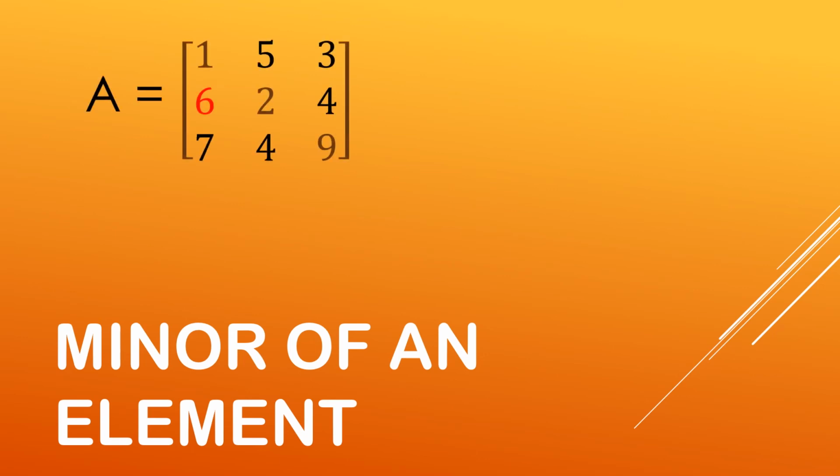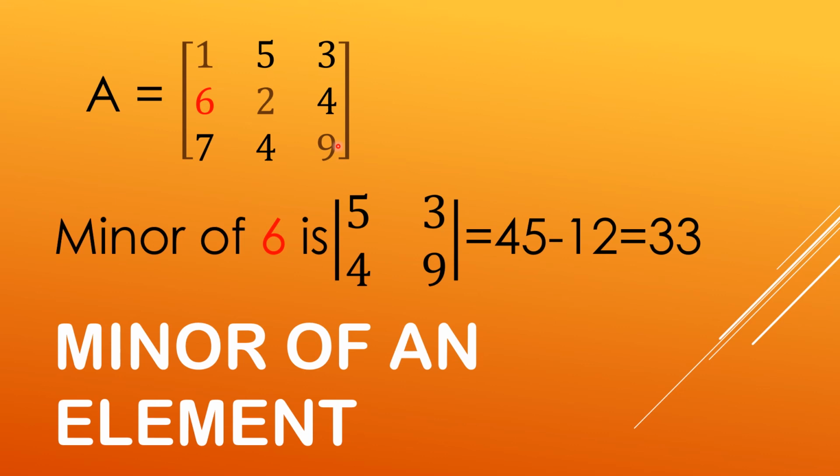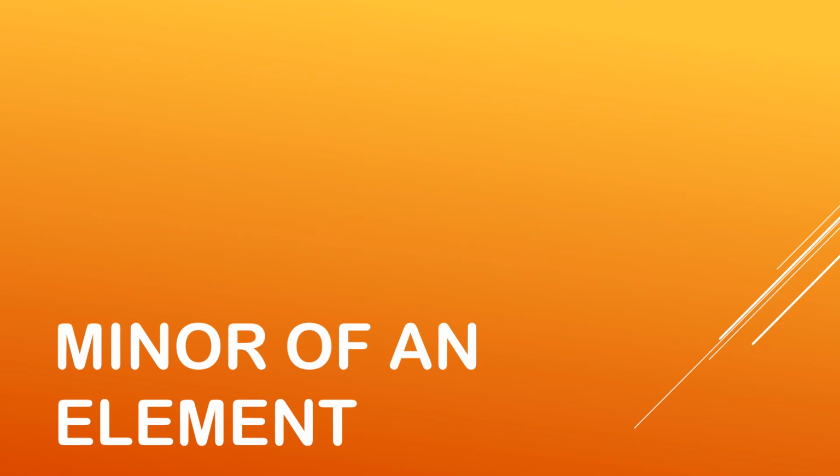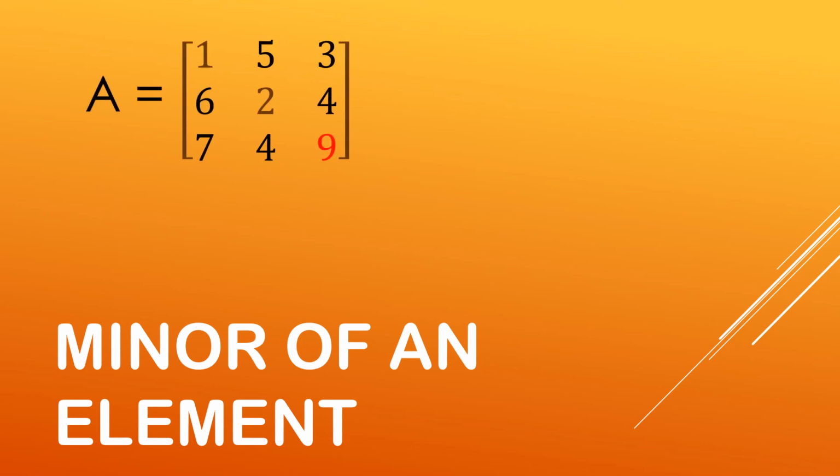Now we shall see the minor of another element, 6. We delete the row and column containing 6. So we delete the first column and second row. The remaining elements are 5, 3, 4, 9. And we take the determinant. So minor of 6 is the determinant 5, 3, 4, 9 equal to 45 minus 12 equal to 33.